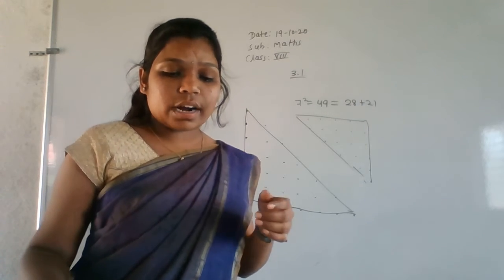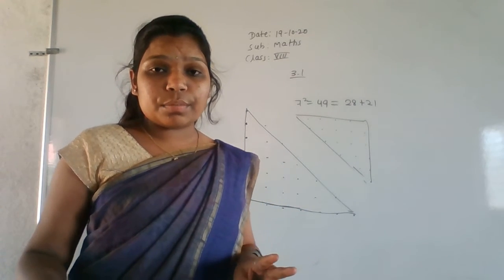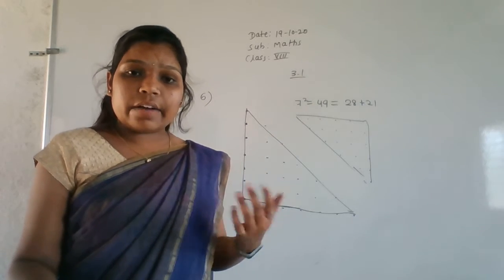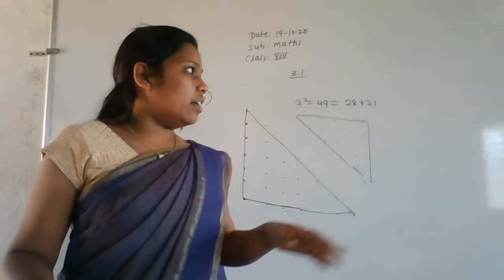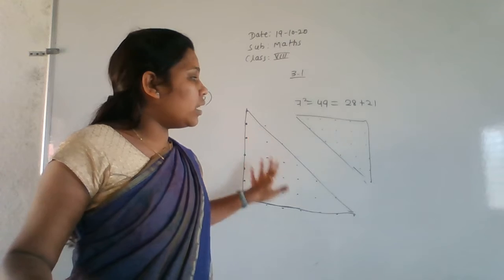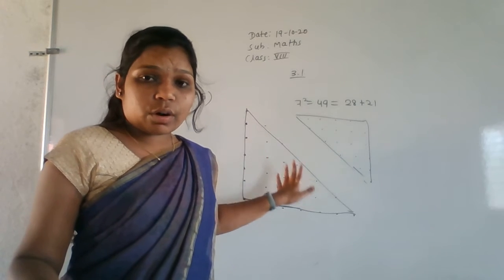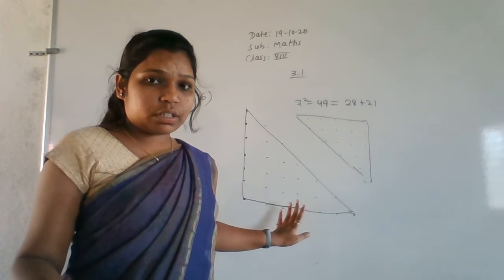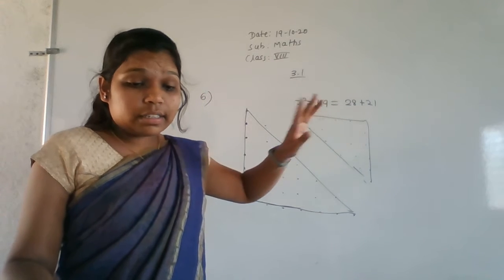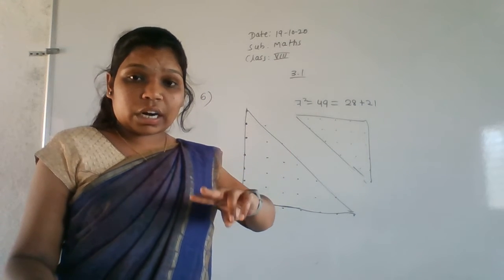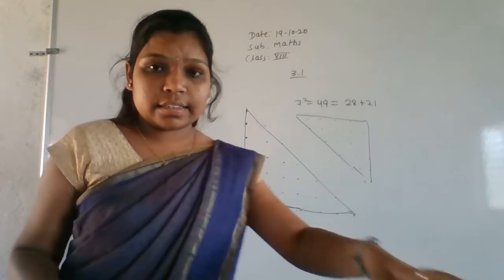Hence, write 7 square as a sum of two triangular numbers. Two triangular numbers, that I will say in the next class. Here I am getting confused. So first, just draw the 7 dots triangular, only this much. After that, the sum of two triangular numbers, I will say in the next class.